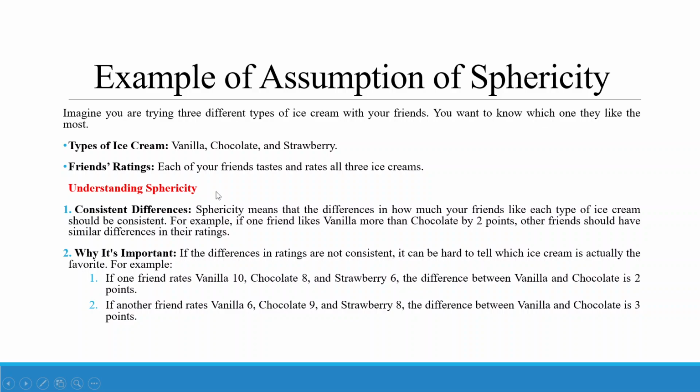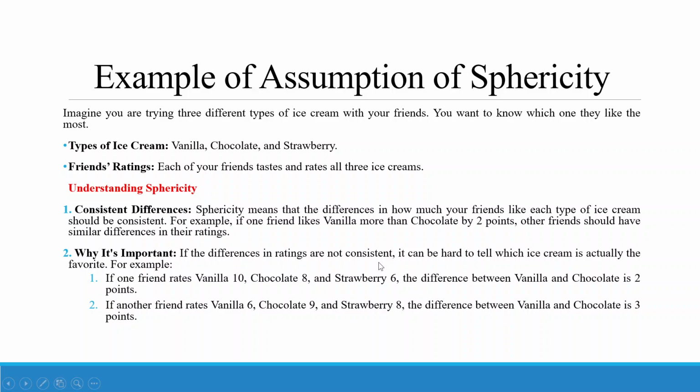Understanding the sphericity: consistent difference. Sphericity means that the difference in how much your friends like each type of ice cream should be consistent. For example, if one friend likes vanilla more than chocolate by 2 points, other friends should have a similar difference in their ratings. See, the individual ratings can be different, but if I talk about the differences, then they should be equal. Why is it important?